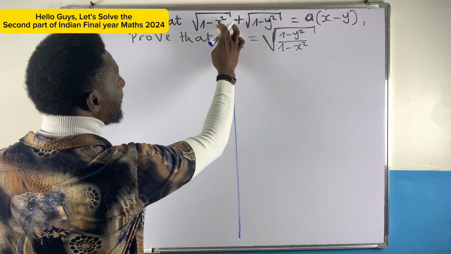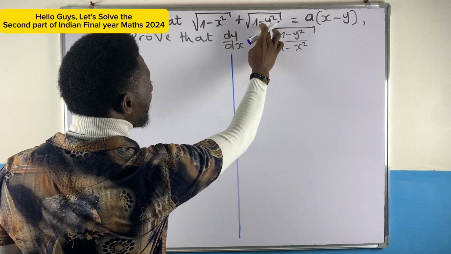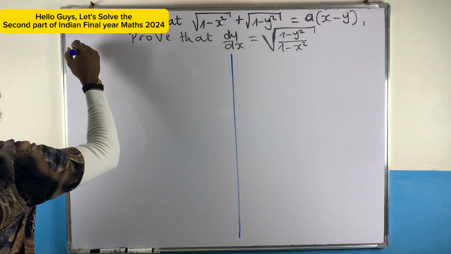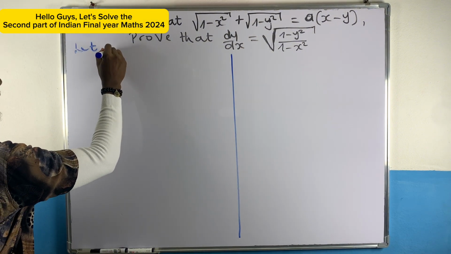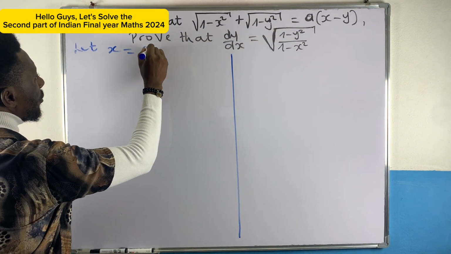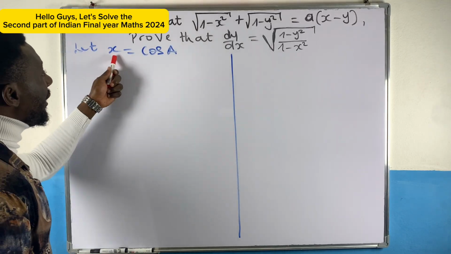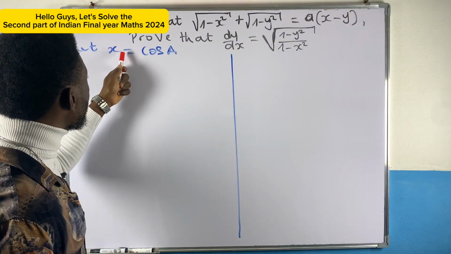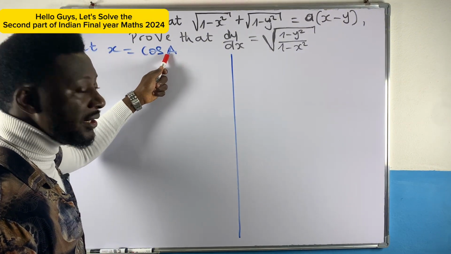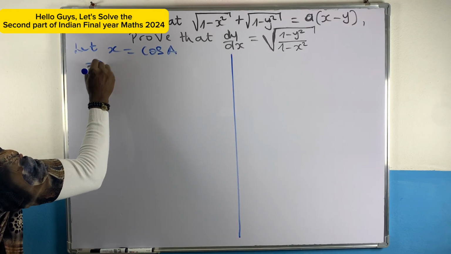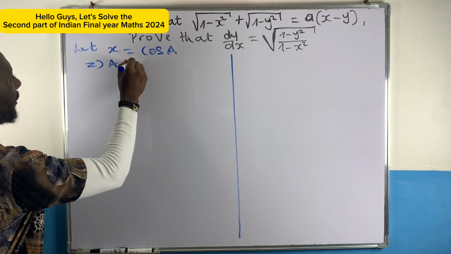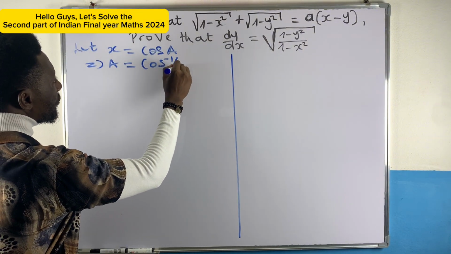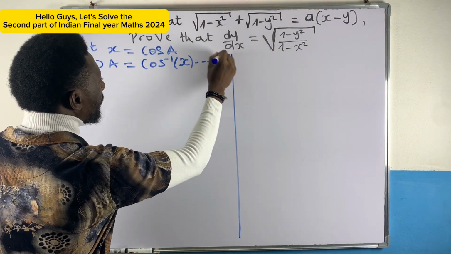And what is the ideal replacement for x and y in this radical? It will be a trigonometric ratio. So we are going to take a trigonometric ratio. I'll say let x equal to something like cos A. You can also say let x equal to sine A, there's no problem. So from here, we go this way, A becomes cos inverse of x, which you can call equation 1.